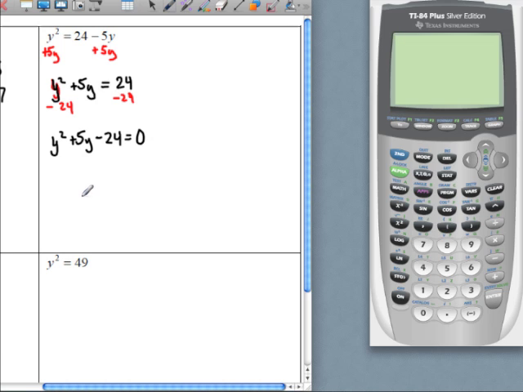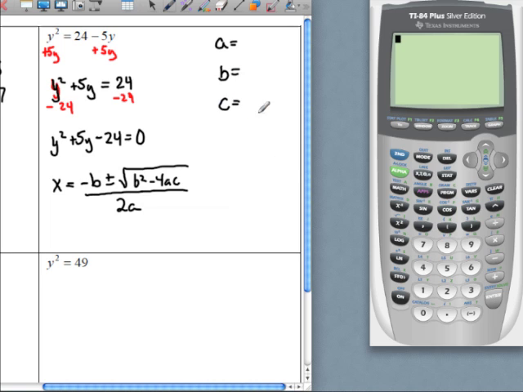Let's go ahead and write down the quadratic formula. X equals negative b plus or minus the square root of b squared minus 4ac all over 2a. Let's get our a, b, and c values. Our a value is 1. Our b value is 5. Our c value is negative 24.